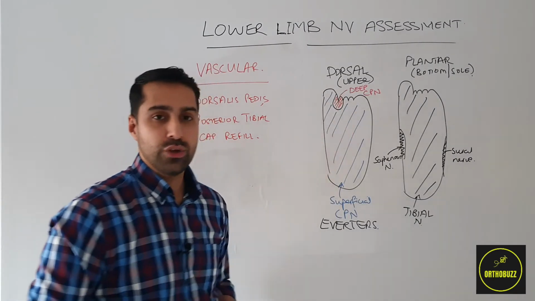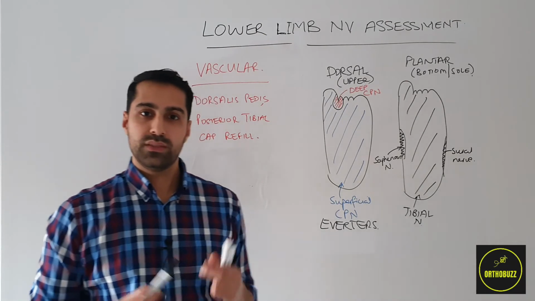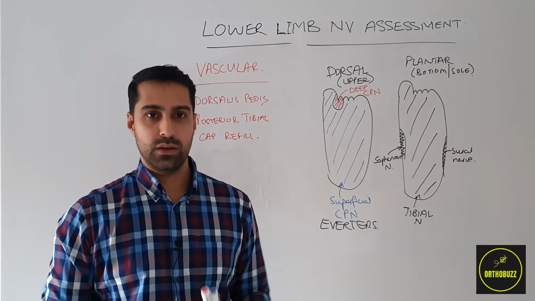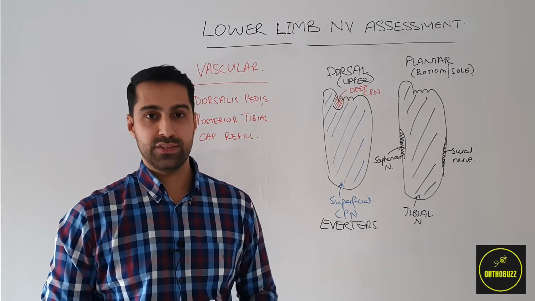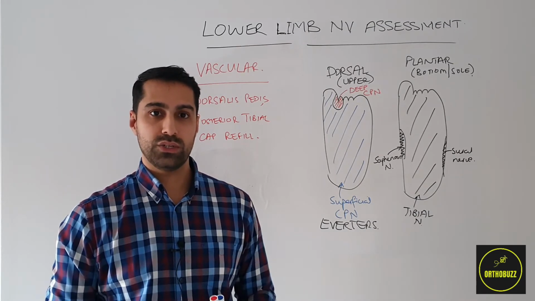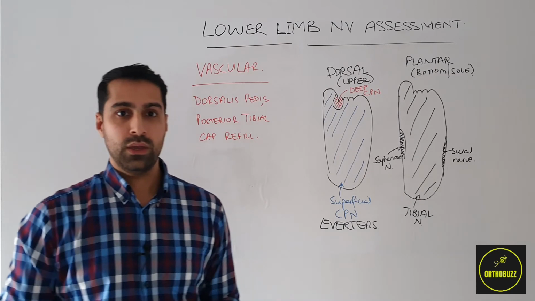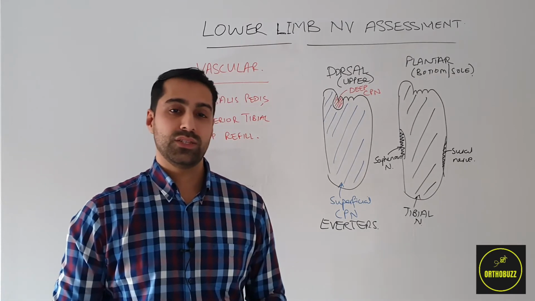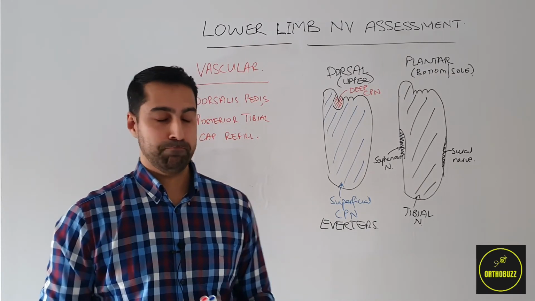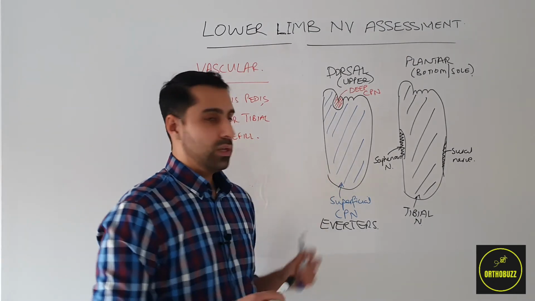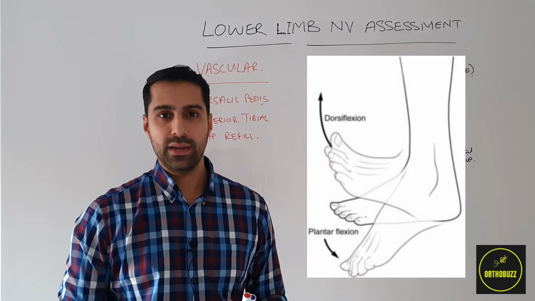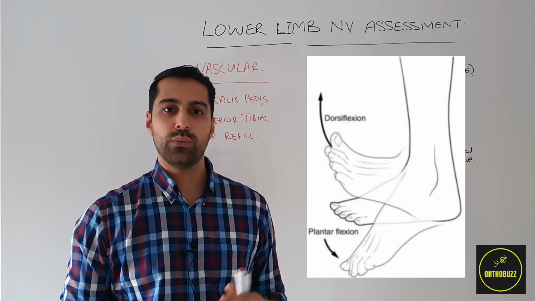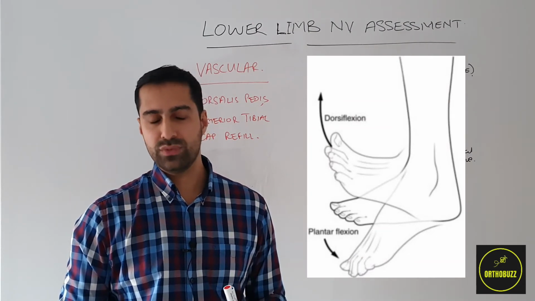Looking at the deep branch of the common peroneal nerve, this supplies the anterior compartment of the leg. These are the dorsiflexors of the foot and include muscles such as tibialis anterior and extensor hallucis longus. So, testing this nerve, we would ask the patient to dorsiflex their ankle and hold it there while we test their power against resistance.